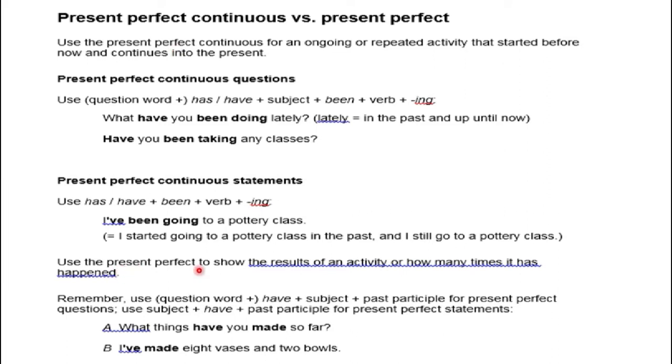El present perfect es para enfocarse en el resultado de una actividad que ya terminó, o para enfocarme en cuántas veces ha sucedido aquella actividad. El present perfect continuous es para una actividad en progreso o una actividad repetida que comenzó en el pasado y continúa en el presente, y nosotros tenemos una evidencia de que la actividad continúa en el presente.